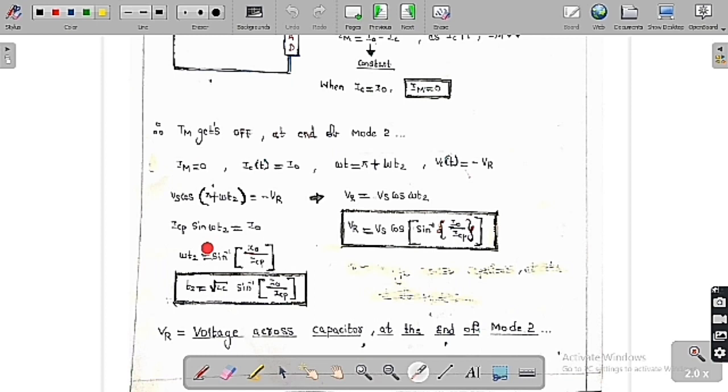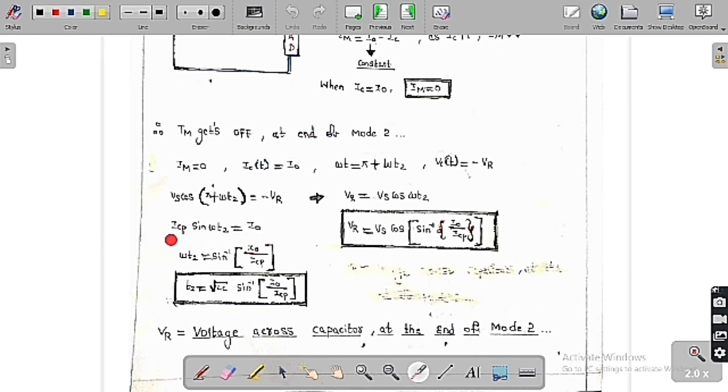Now I want to find the value of the current at omega t2. So ICP into sine omega t2 is equal to I naught. It is still omega t, where omega t is equal to pi plus omega t2. I have already told you the capacitor current; it is still the same, minus ICP sine omega t, where omega t equals pi plus omega t2, equal to I naught. Sine of pi plus omega t2 is equal to minus sine omega t2, but there is also another minus, so minus into minus is positive. Finally we get ICP into sine omega t2 equal to I naught.